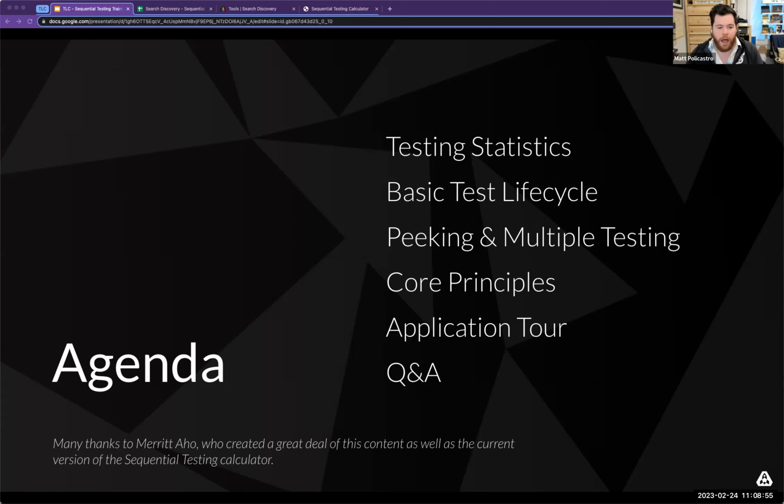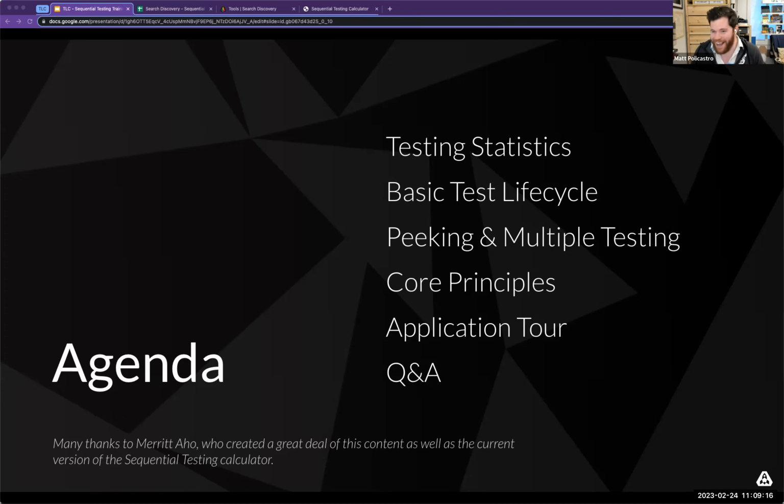Okay, cool. And then we're going to start talking about peeking and multiple testing. You've probably heard some of those terms before, but if you're not already super familiar with them, I just want to talk through how that fits into the work that we do as experimenters and optimizers, and then talk about some core principles, and then do an application tour.